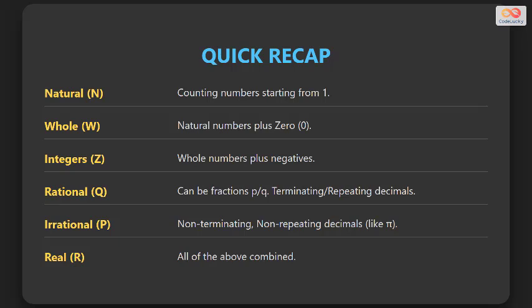To recap what we have learned, natural numbers are for counting. Whole numbers add 0. Integers add negatives. Rational numbers introduce fractions and decimals. Irrational numbers cover the non-repeating decimals. And finally, real numbers include all of these combined. Understanding this hierarchy provides a strong foundation for algebra.